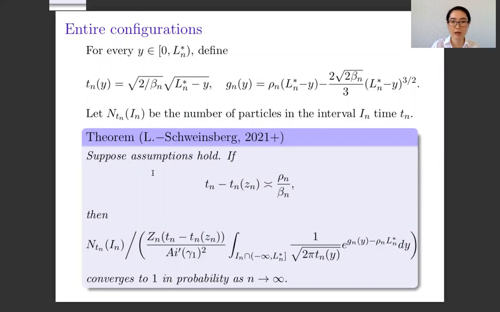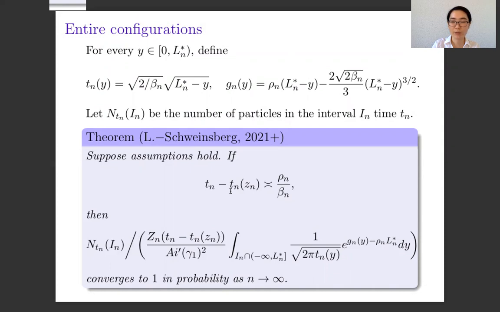We want to answer the question regarding the entire particle configuration from the left edge to the right edge. We define two functions, t of y and g of y, having this form. Let N_{t_n}(I_n) be the number of particles in the interval I_n at time t_n. Our theorem shows that, suppose all of the assumptions in the previous slides hold, if t minus t of z is of the order of rho over beta, then the number of particles in the interval I at time t over this expression converges to 1 in probability as n goes to infinity.